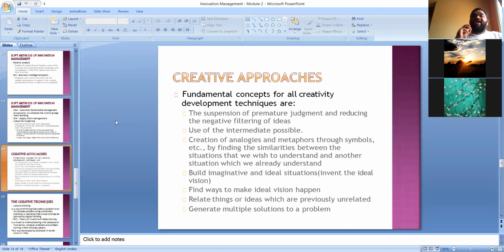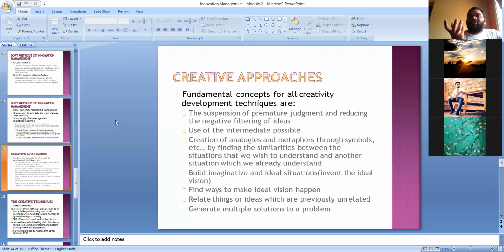Imagine how far our idea works. If this is implemented, or comes into existence, what is going to happen to our sales and to our organization? So imagination is very, very important. You have to build imagination and ideal situations. Ideal situations are situations you have to create yourself.